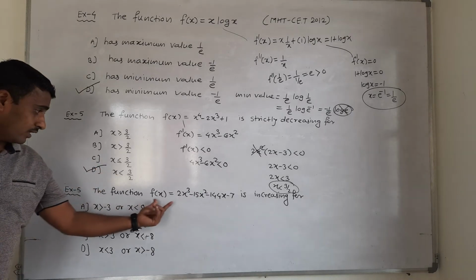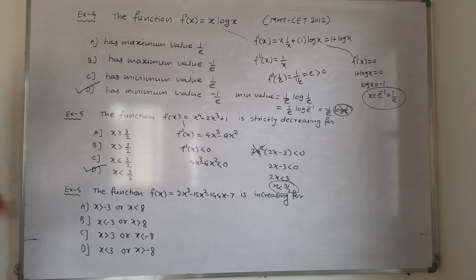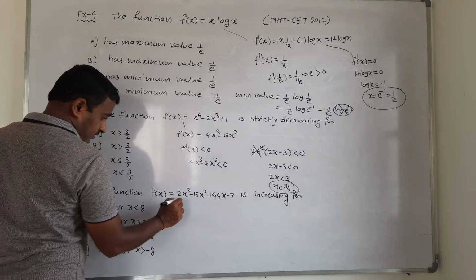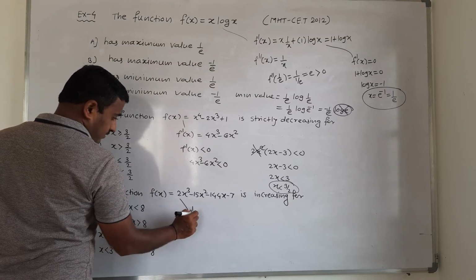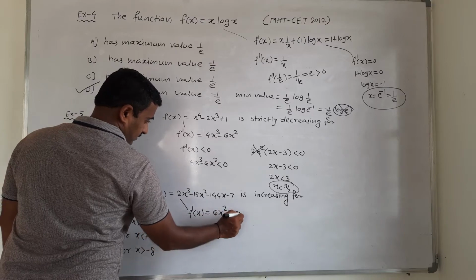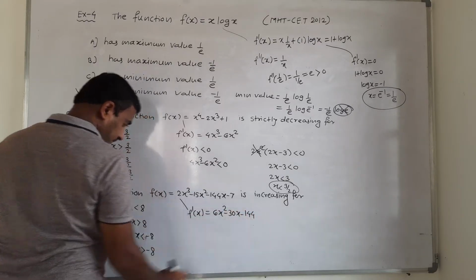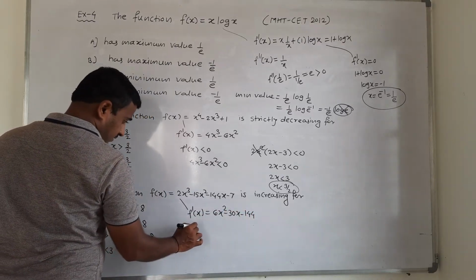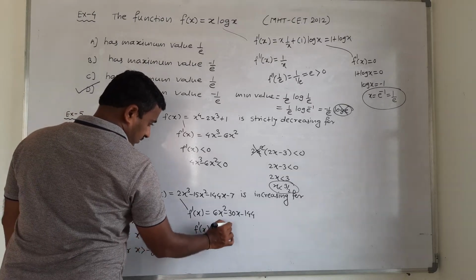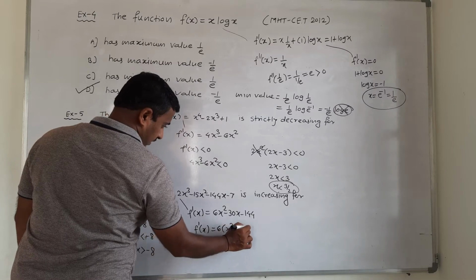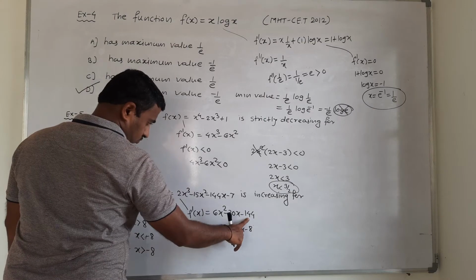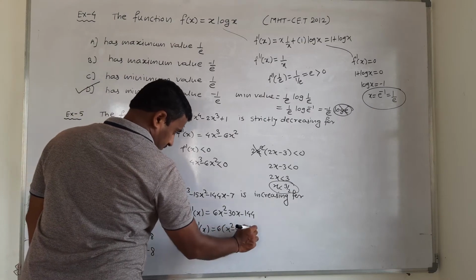Next, the function f(x) is increasing. For an increasing function, again find the derivative. f'(x) equals 6x² minus 30x minus 144, that is f'(x) equals 6 out, x² minus 5x minus 24.